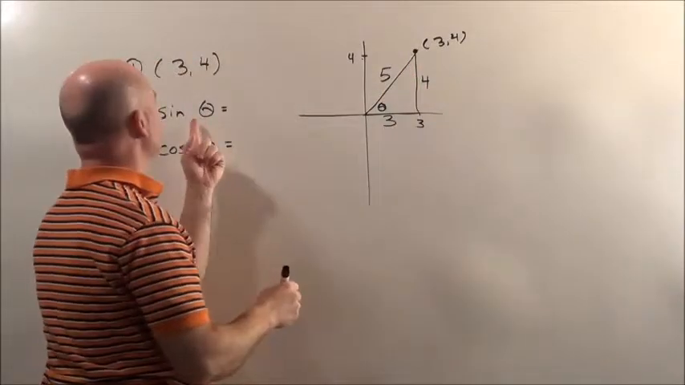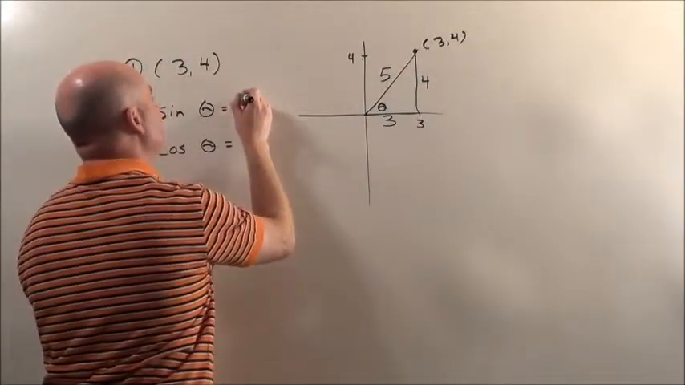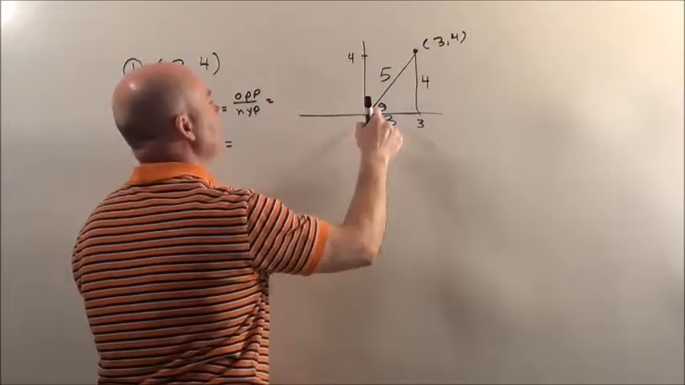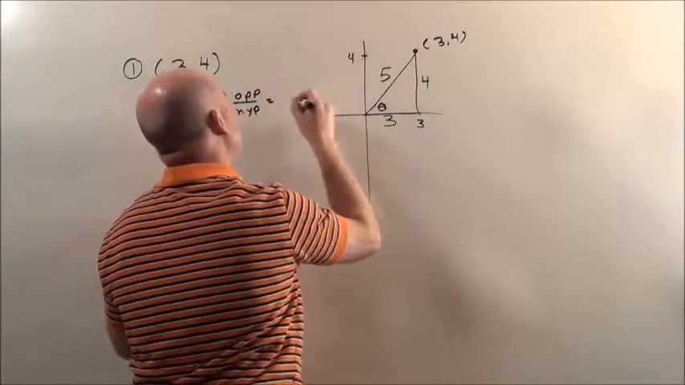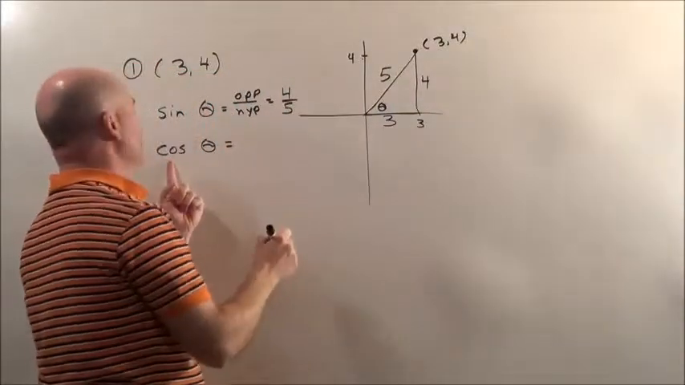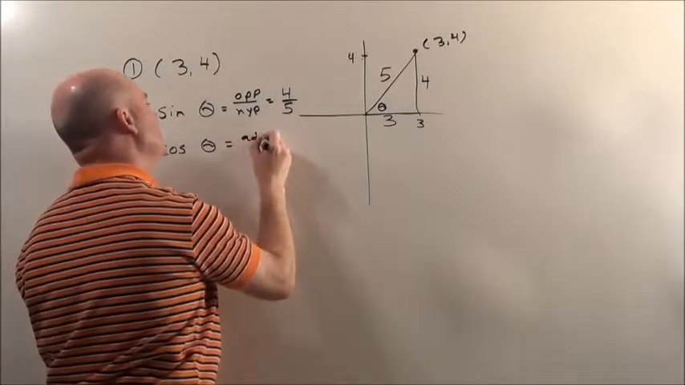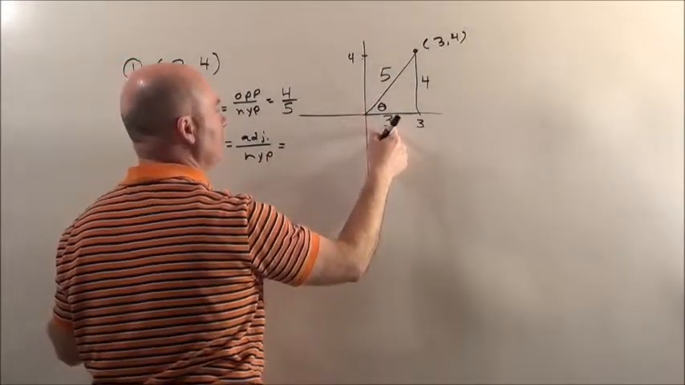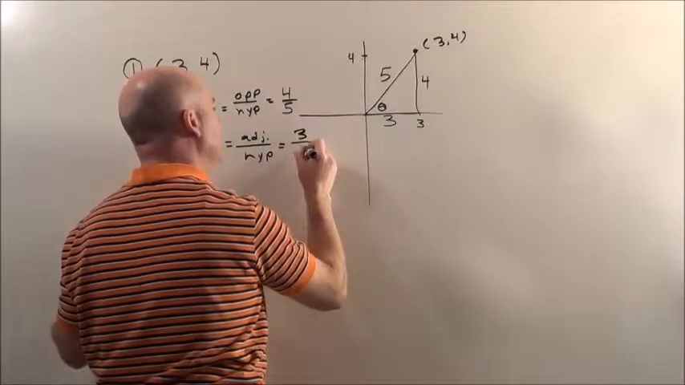Now it's easy. We want the sine of theta. Sine is the opposite value divided by the hypotenuse. Well, what is opposite? Opposite is 4, hypotenuse is 5, so this is 4/5. The cosine. Cosine is your adjacent value divided by your hypotenuse. Well, the adjacent is 3, the hypotenuse is 5, so it's 3/5.